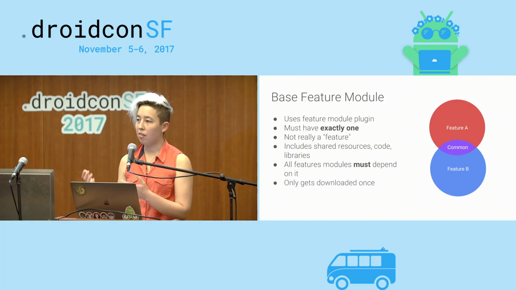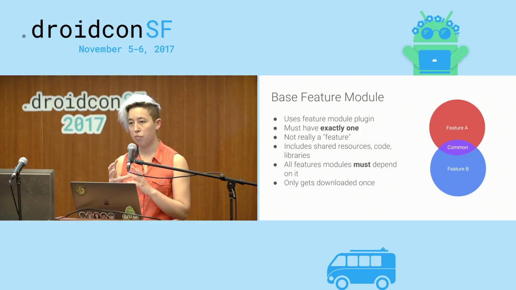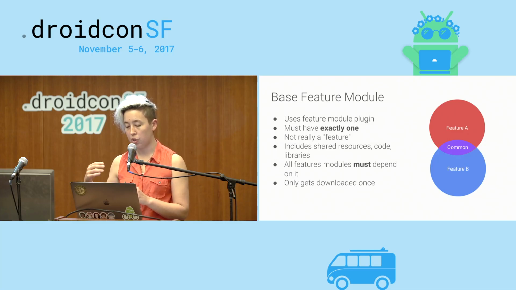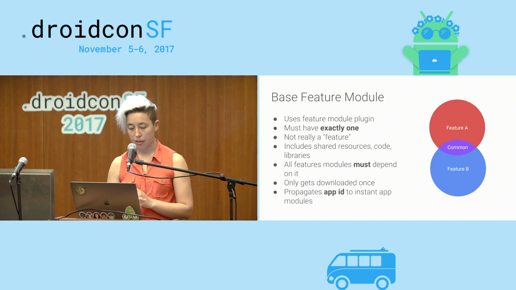Another thing to note is that all of your other features must depend on the base feature. And the cool thing about having things in the base feature is that it only gets downloaded once. So you download the first bundle part of the instant app, and the base feature gets downloaded. Then as you are downloading features in addition to that, you've already downloaded, maybe, the support lib if that's included in your base feature. And it's also responsible for propagating the correct app ID to the rest of your instant app modules.